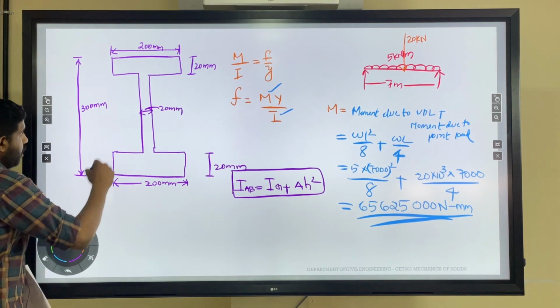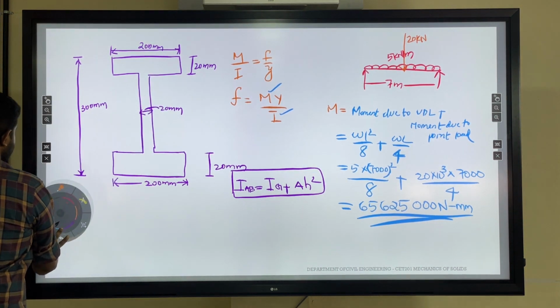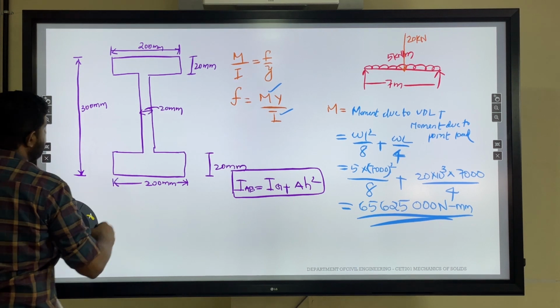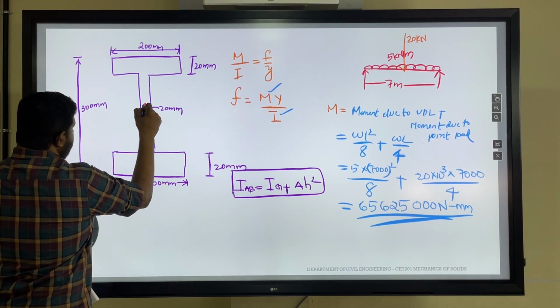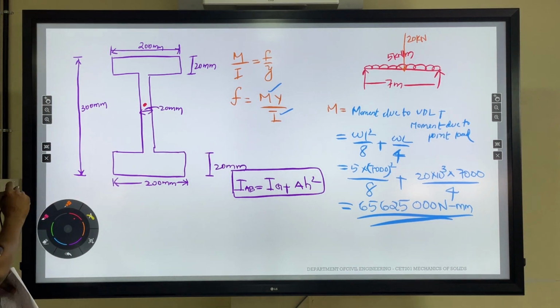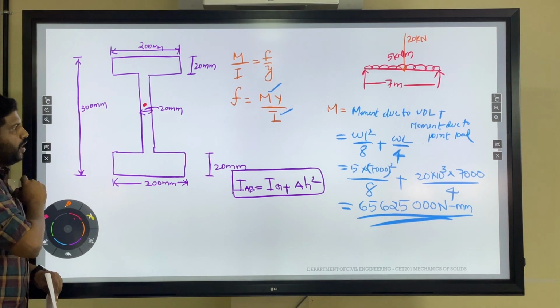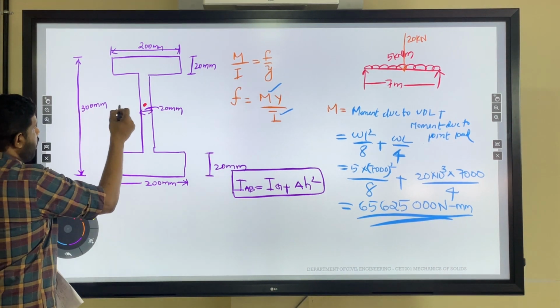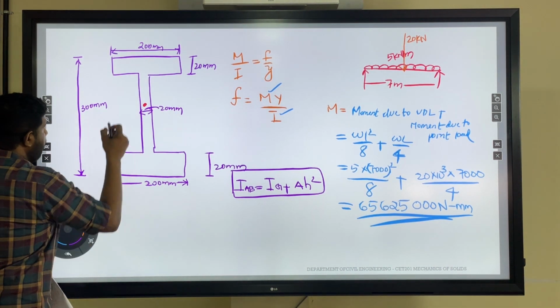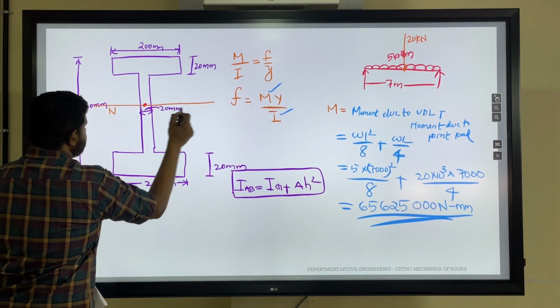This will be the CG for the entire I section, because the section is symmetrical about both axes, CG will occur on the x-axis, and our centroidal x-axis will be this axis, and this will be our neutral axis.